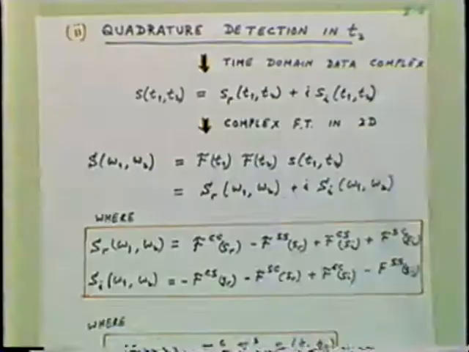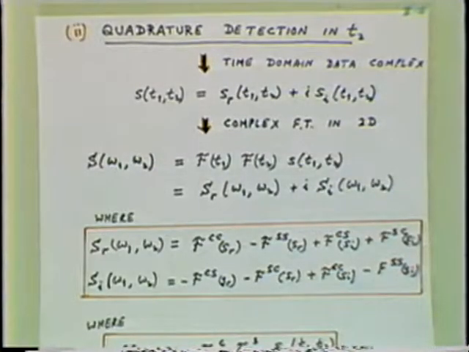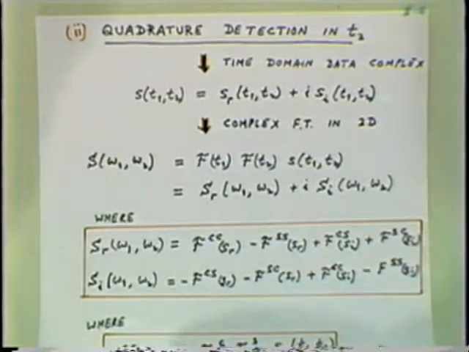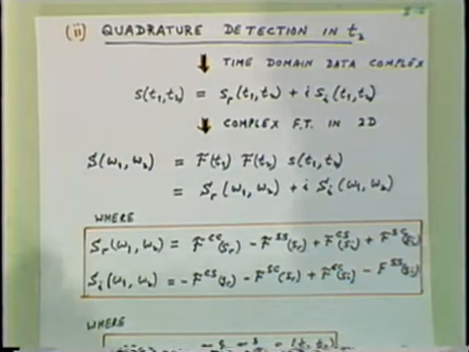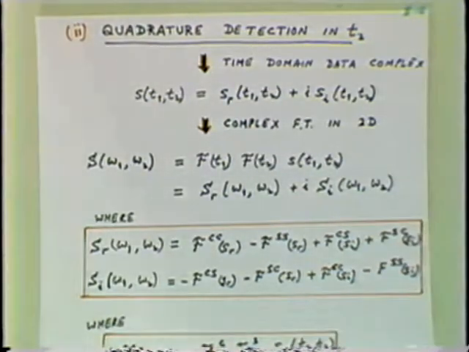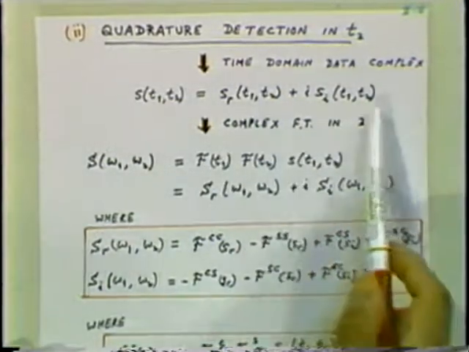Now, when we try to do quadrature in T2, our time domain data is still complex. It's not just one set, we have two sets, and hopefully they are in quadrature, that means 90 degrees out of phase with each other. If you do not collect 90 degrees out of phase, if you collect 100 degrees out of phase, it's not going to help. So you must collect 90 degrees out of phase, and so it must be a complex signal.